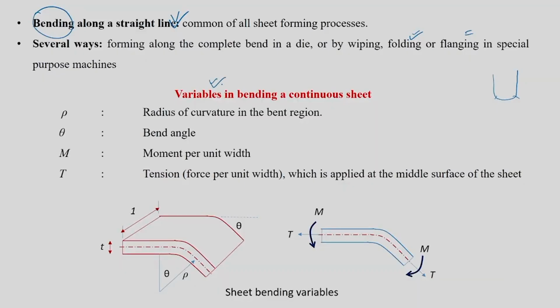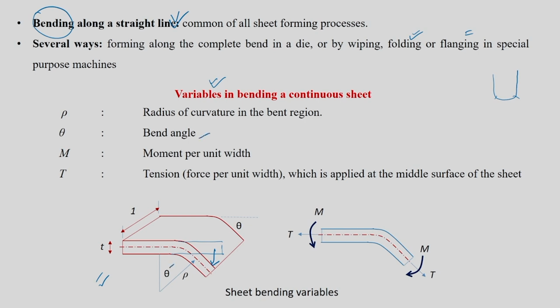First of all, we are going to introduce the variables in bending a sheet. Suppose you take an aluminum sheet or steel sheet, what are the variables in bending that we discuss? For that, this schematic would be useful. This is a bent sheet. Initially it could be flat like this, and now it is bent like this, isn't it? It is bent through an angle theta that is given here.